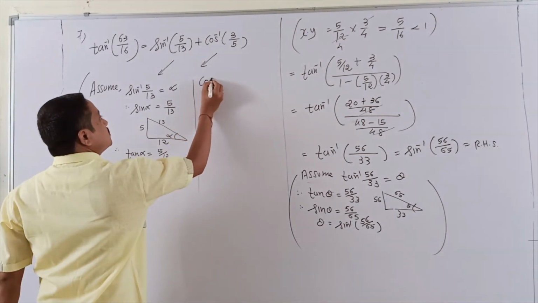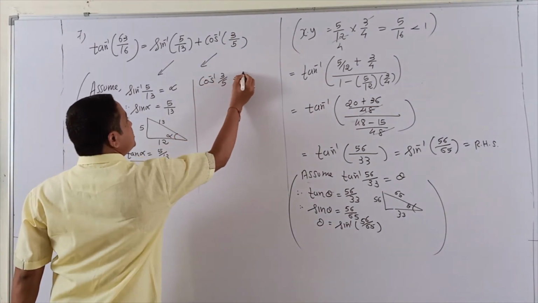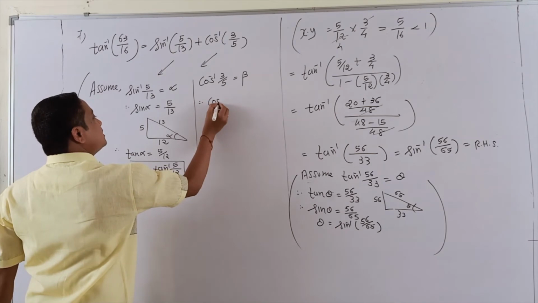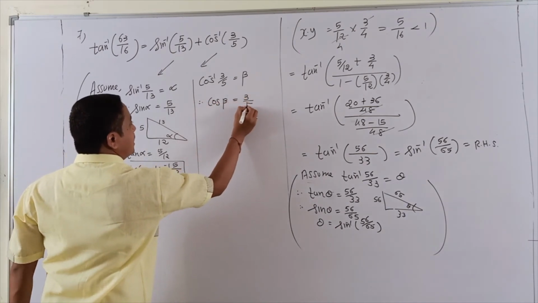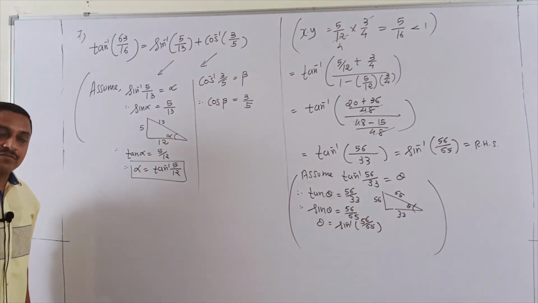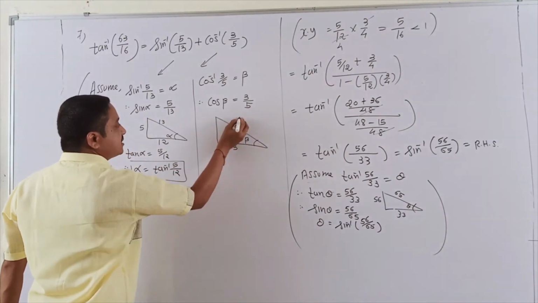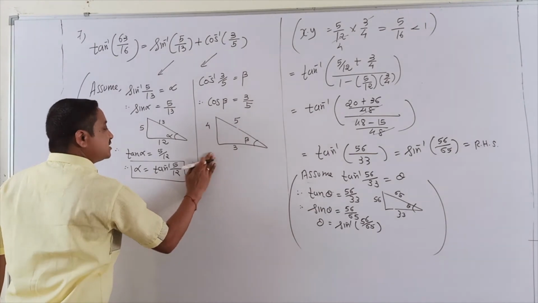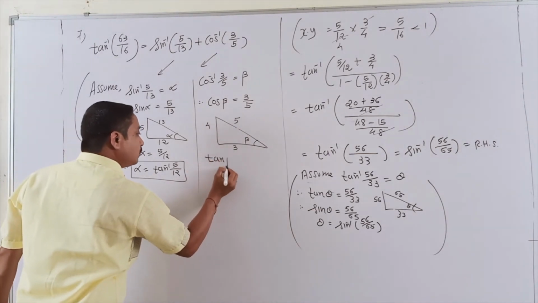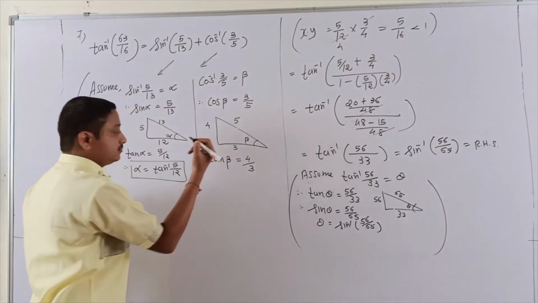Same as here, assume cos inverse 3 by 5 is beta. So what is the cos beta? Yes, 3 by 5. Going to triangle property again, here beta, cos utilized 3 by 5, gives 4. So what is the tan beta now? It is 4 by 3.